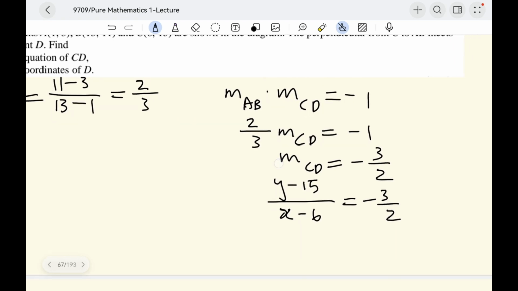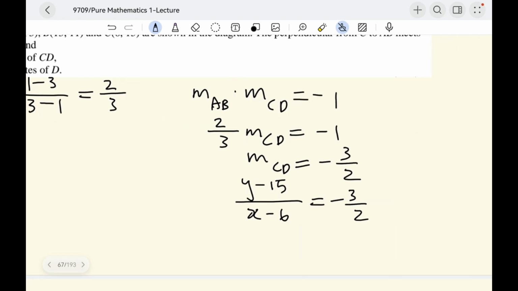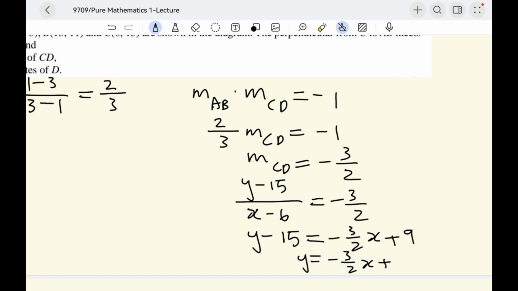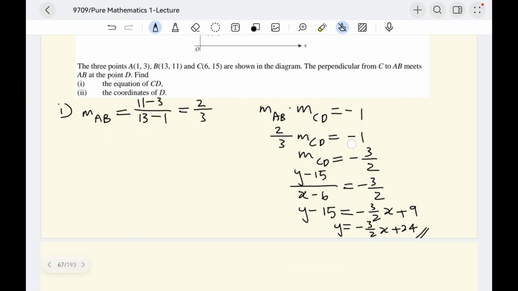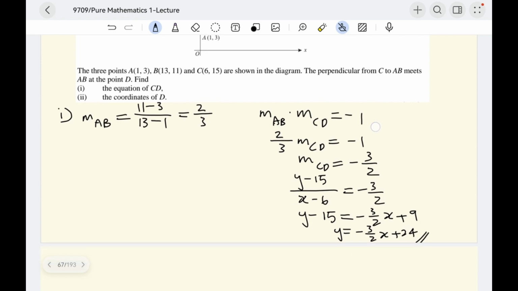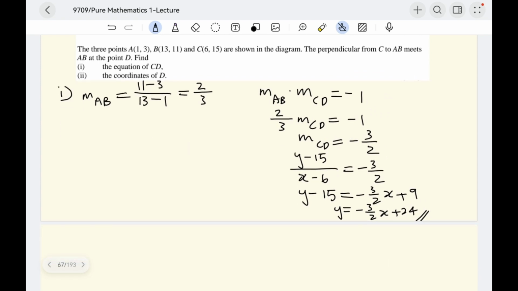Alright, so this time I will express it in the gradient form. So I have y equals negative 3 over 2 x plus 24 as the final answer for the equation of CD. Alright, let's move on to the second part. Find the coordinates of D.